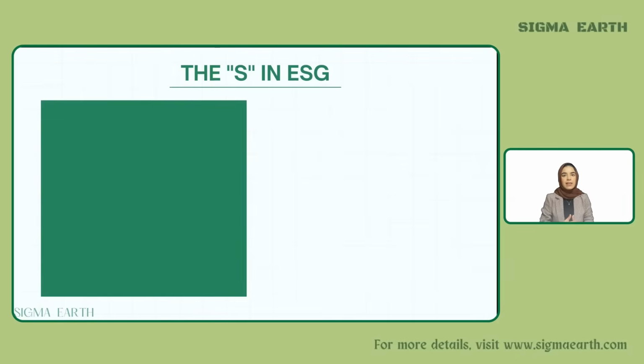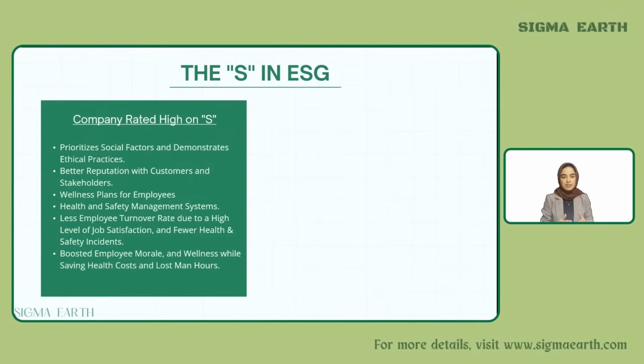Let's take the example of two companies. One company prioritizes social factors and demonstrates ethical practices. It benefits in multiple ways. It may have a better reputation with customers as well as stakeholders. It provides wellness plans for employees and implements health and safety management systems in its operations. This results in less employee turnover due to high level of job satisfaction and fewer health and safety incidents, resulting in boosted employee morale and wellness, while saving health costs and lost man hours for the company.